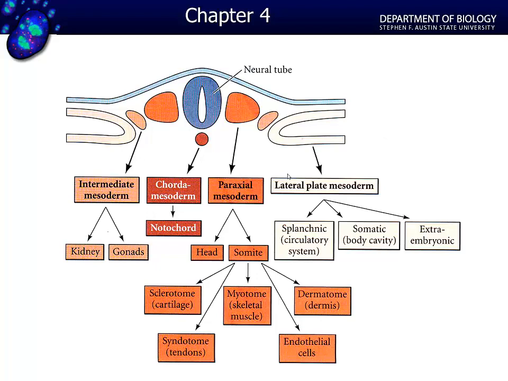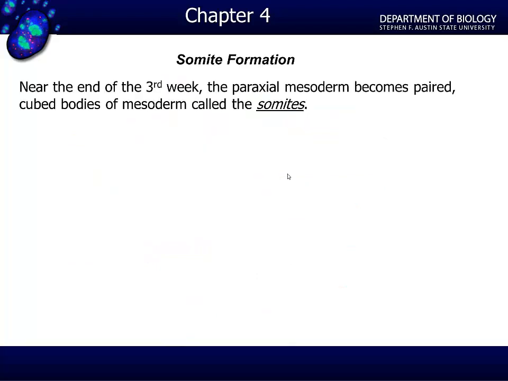Somatic refers to our body wall. Splanchnic refers to our viscera. Much like parietal and visceral as far as peritoneum, somatic body, splanchnic refers to our viscera. So we'll be using those terms as well as we go through this material.